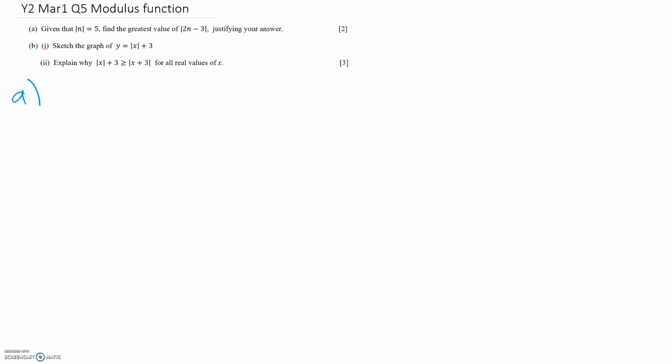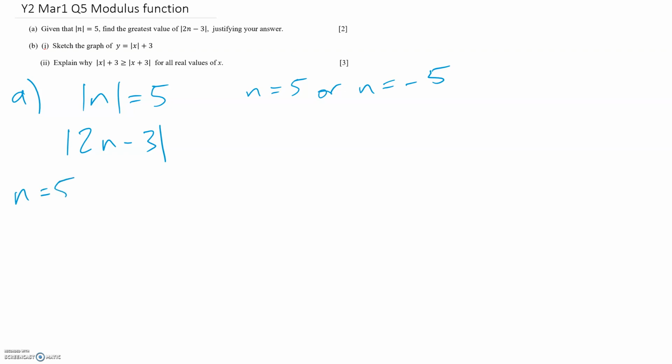Okay, question 5. We know that modulus of n equals 5, so that means either n equals 5 or n equals minus 5. And we want to find the greatest value of modulus of 2n minus 3. So if n equals plus 5, modulus of 2n minus 3 would equal modulus of 2 times 5 minus 3, so that would be 7.